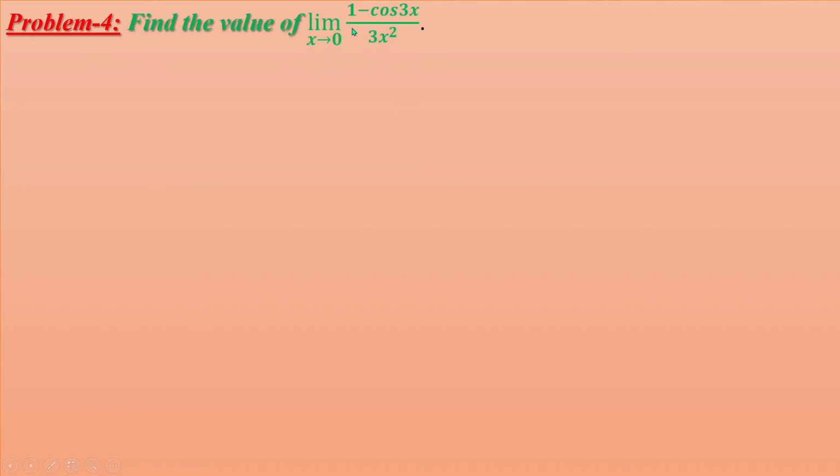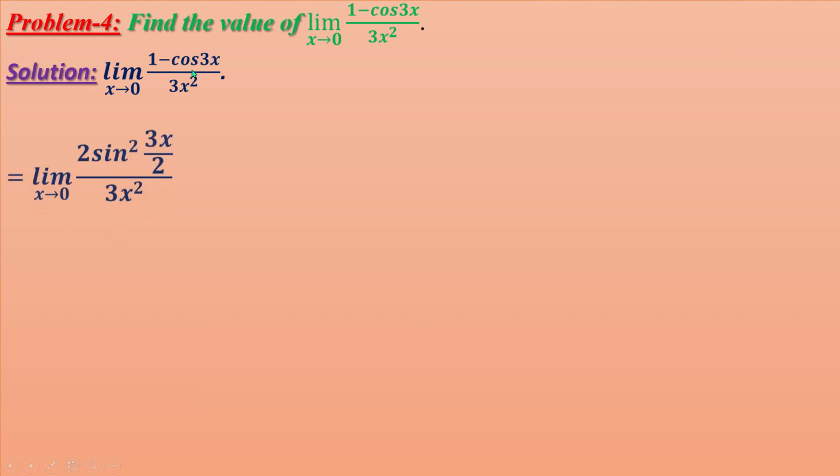Problem 4. Find the value of this. Solution: 1 minus cos 3x. We can write the formula 1 minus cos 2 into 3x by 2. So the 1 minus cos 2a formula will be 2 sine square a. A means 3x by 2.